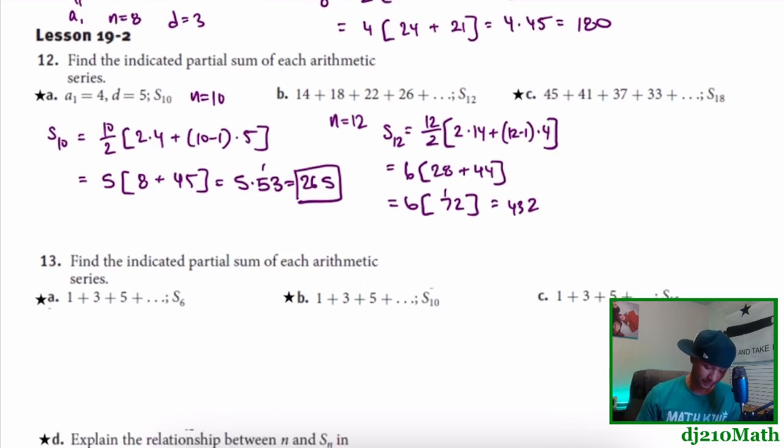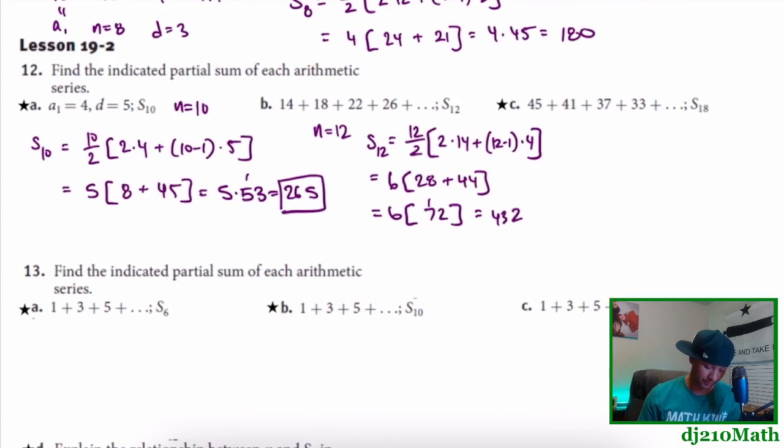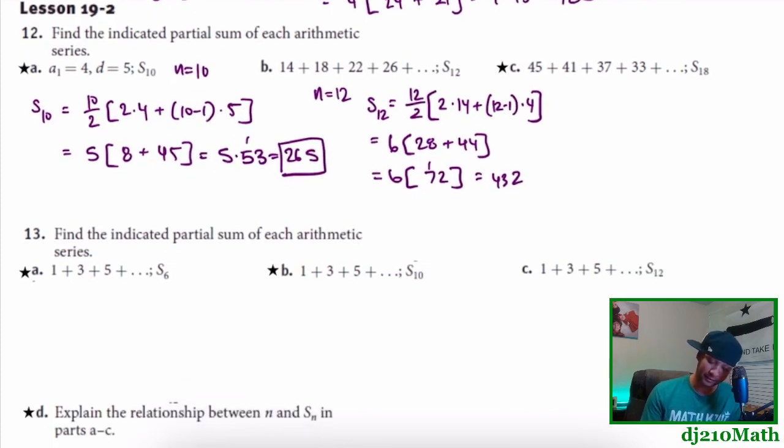Okay. These are going to get pretty serious. Our n equals 18 for C. So first 18 terms. All right, this number is going to be huge. I can already tell you. So S18 is equal to 18 divided by 2, times 2 times 45 plus 18 minus 1 times the common difference. What's the common difference? Minus 4? Okay, so negative 4.